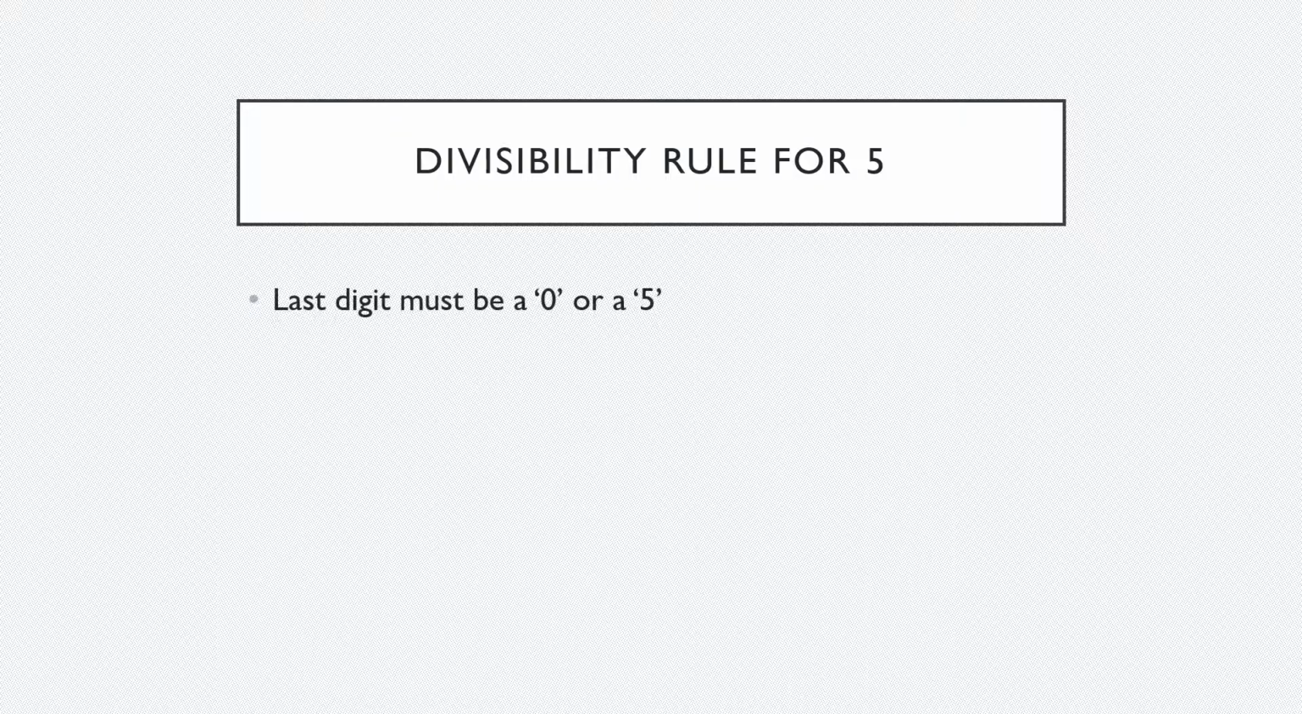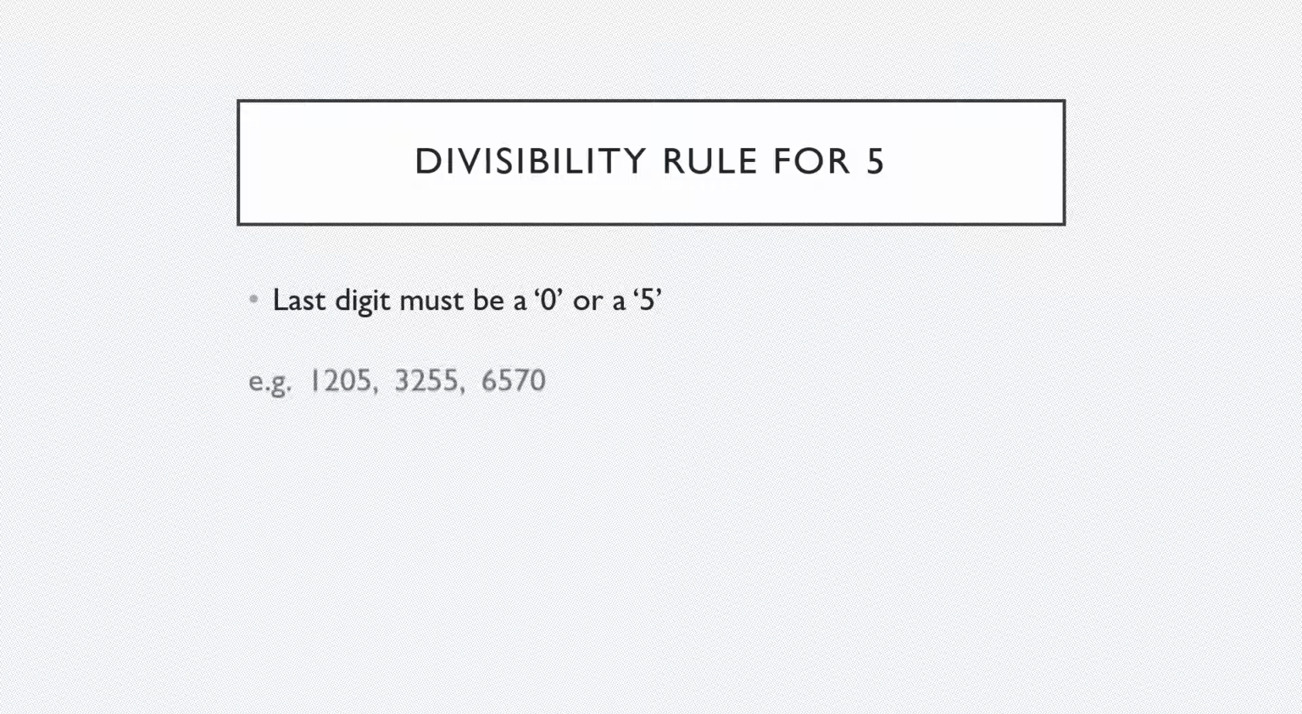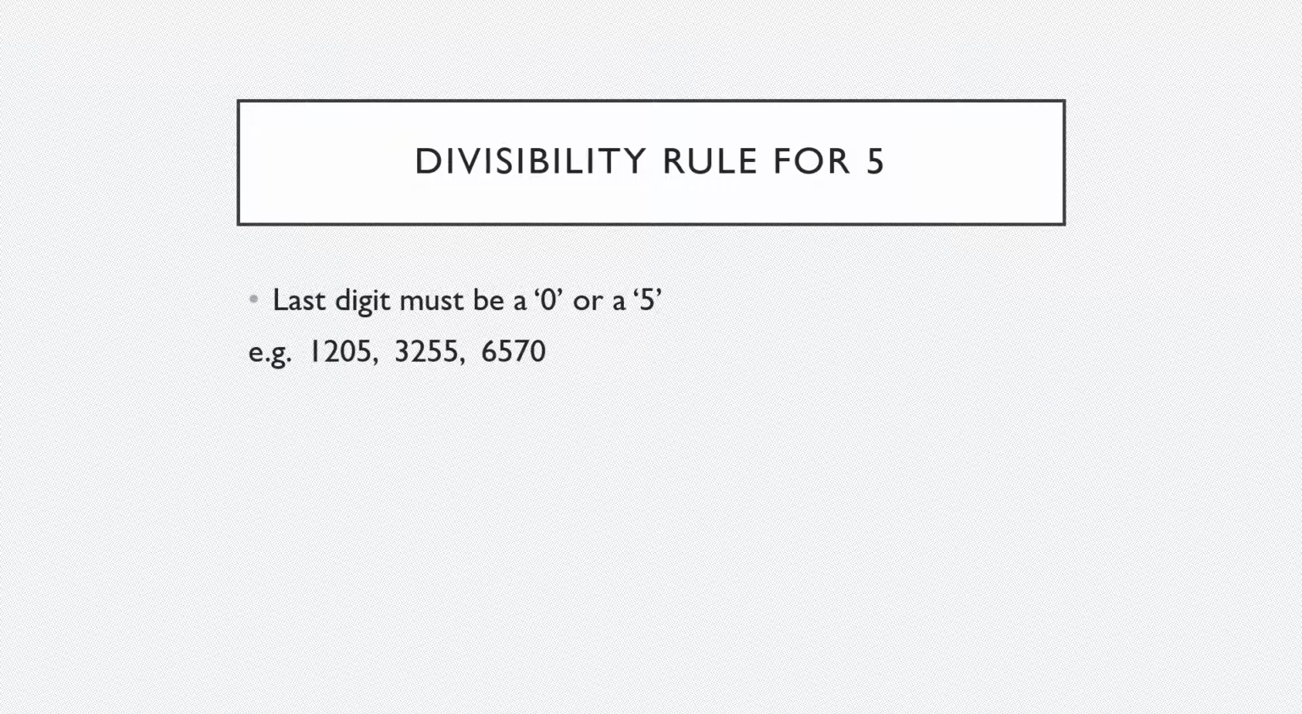The divisibility rule for 5 is a rule I believe every student already knows and applies. So you simply observe the last digit of the number. If it's a 0 or a 5, then the entire number is divisible by 5. So once the number ends in a 0 or a 5, then that number is divisible by 5. Some examples will be 1205, 3255, and 6570.